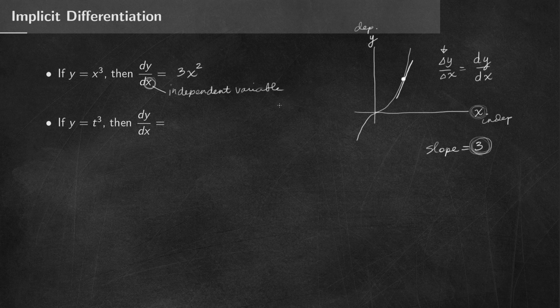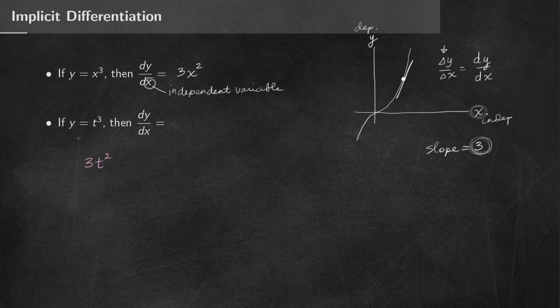Now, keeping all of that in mind, let's look at the next example. In the next example, we have the equation y equals t cubed. Well, y equals t cubed looks very similar to y equals x cubed. And the derivative of y equals x cubed was 3x squared. So you might want to say that the derivative of y equals t cubed is 3t squared. However, 3t squared is the derivative of t cubed with respect to t, not with respect to x.